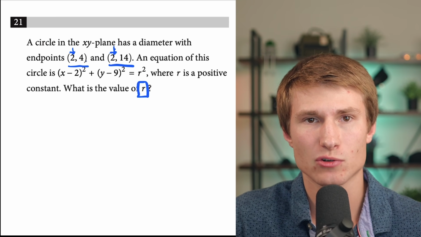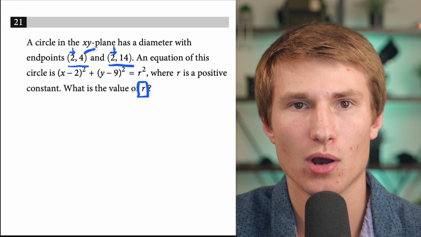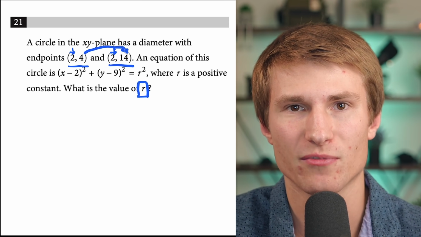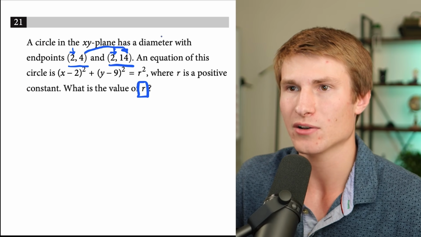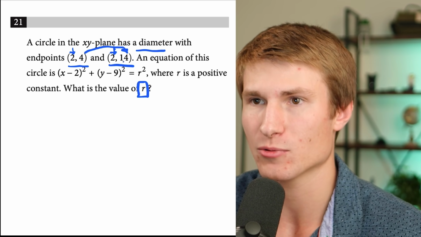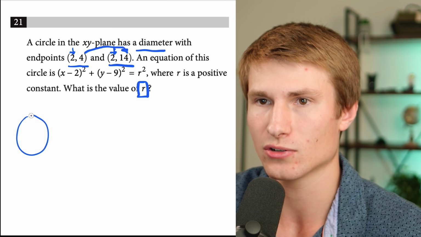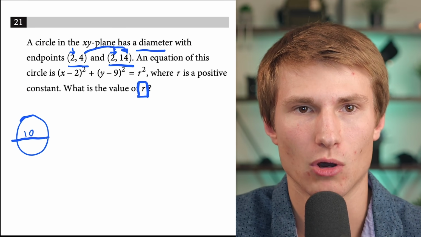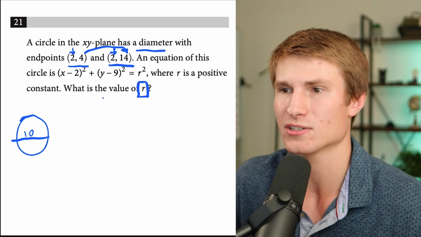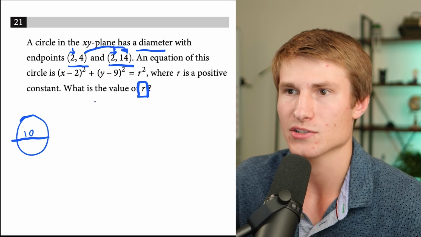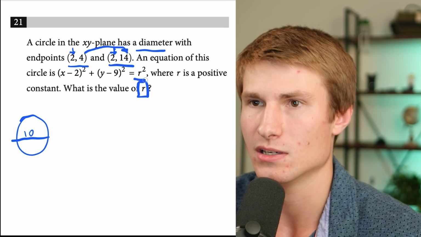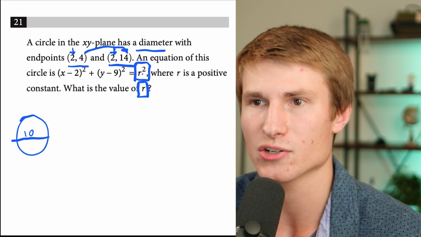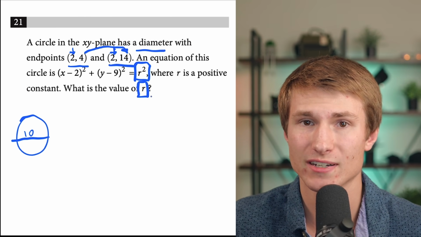In this case, since our X coordinates are the same, we're going to look at how far apart are our Y coordinates. And we see that from 4 to 14 is a difference of 10. Now keep in mind that the circle has a diameter with these endpoints. Okay, so if the circle is like this, and this is our diameter between our points, and it's 10, well, that means our radius must be 5 because our diameter is double our radius. Okay, so the value of r, and keep in mind that this is the equation of a circle, where r is representing our radius, and we're asked for the value of r, not r squared.